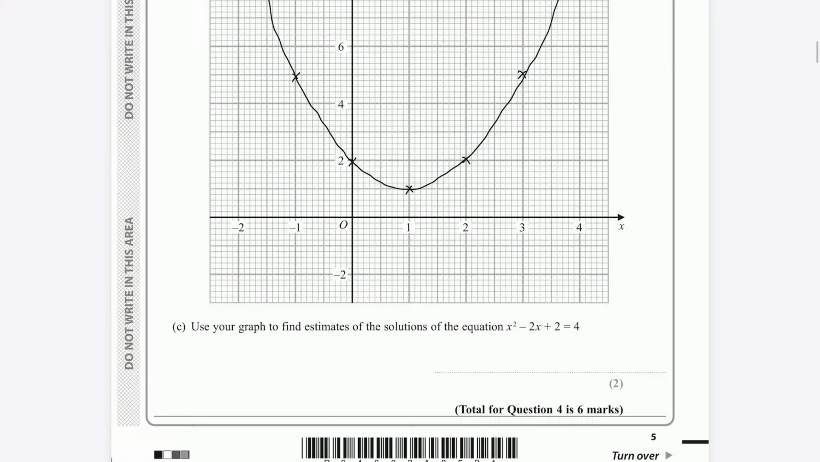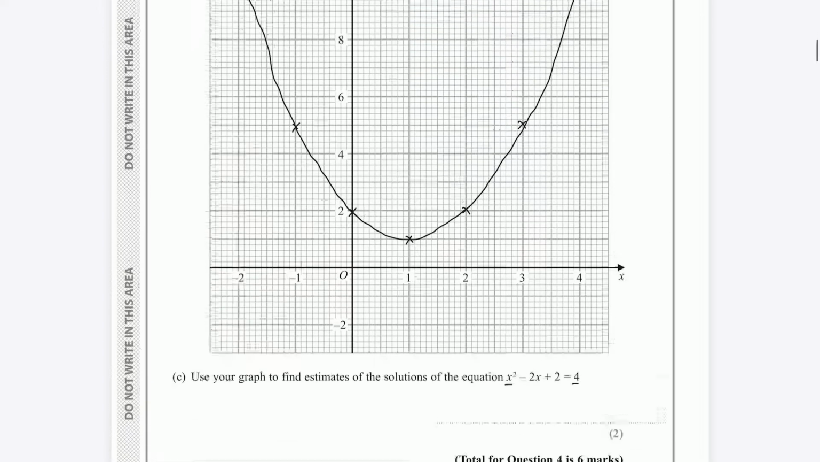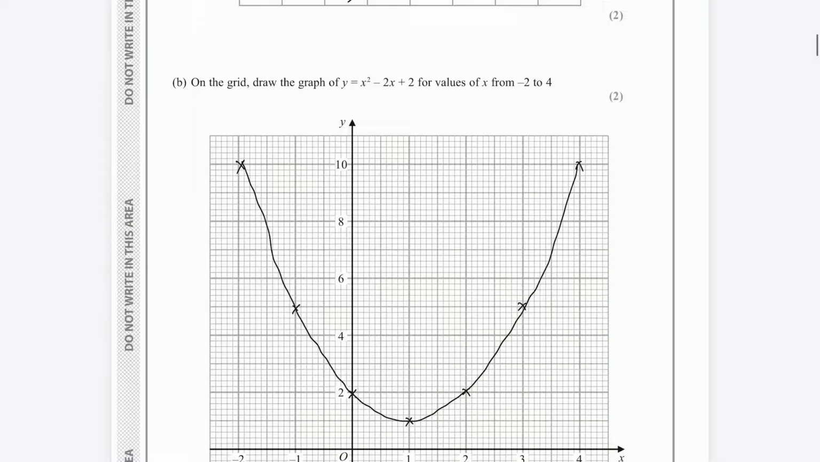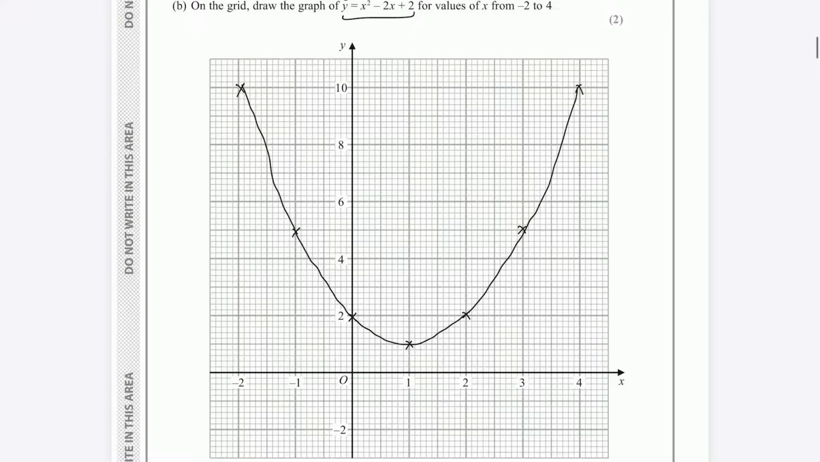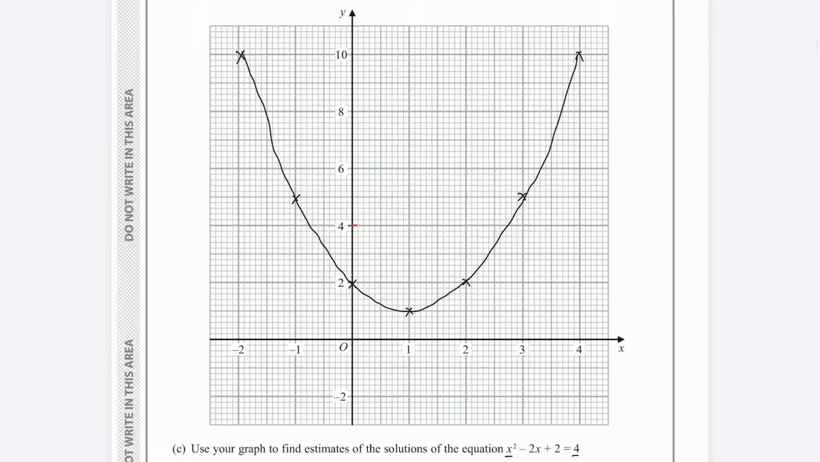So it's saying use your graph to find estimates for x squared minus 2x plus 2 is equal to 4. So if you look at the equation that we've been given up here, they're now saying that this is 4. So y is 4. So if you go over to the graph, y is 4 right there. We're going to draw a line across until it touches the graph. And draw a line across here until it touches the graph. And we're going to come down, and we're going to do the same here, and we're going to read off that value.